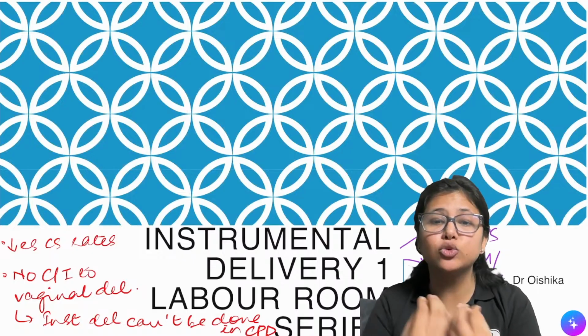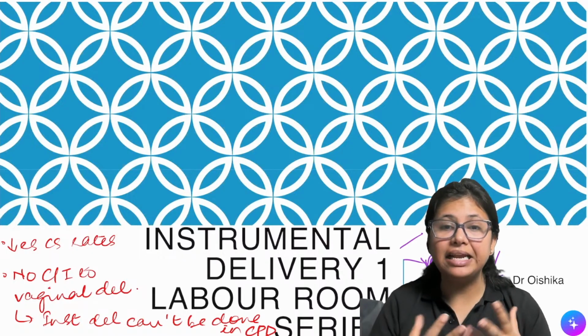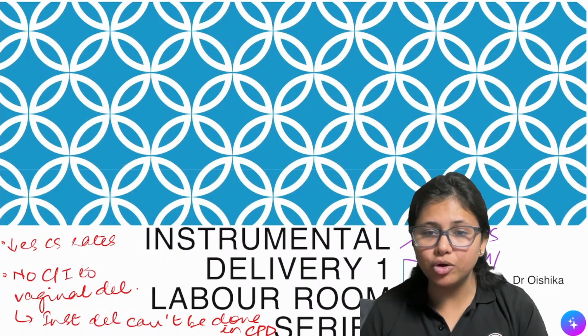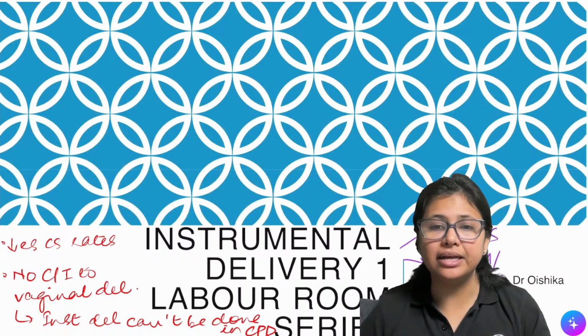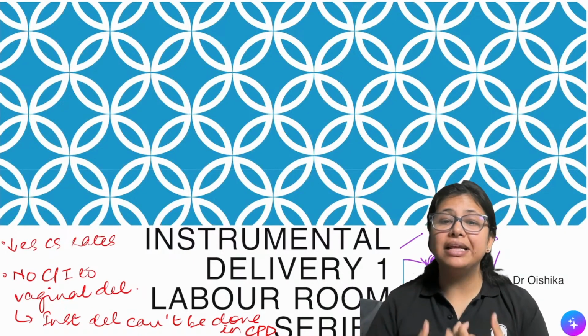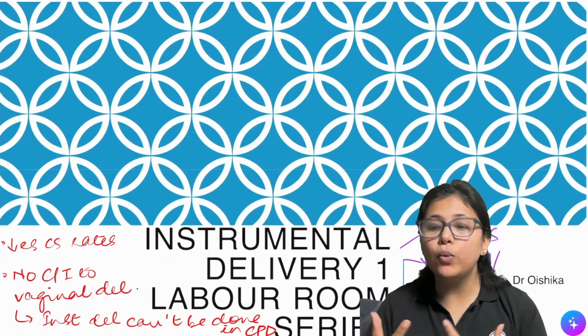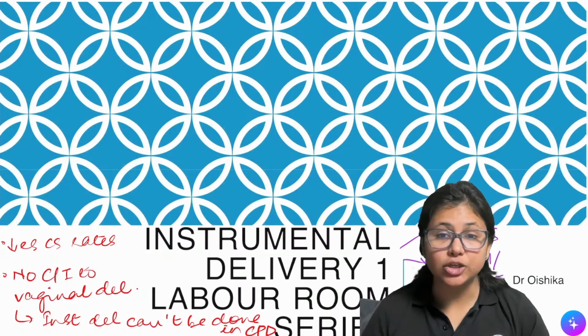Unless and until the baby is just going to pop out. So unless and until I feel that vaginal delivery is about to happen in a couple of minutes, I need to intervene. Now, usually, whenever there is fetal distress, we will quickly take out the baby through a cesarean section.